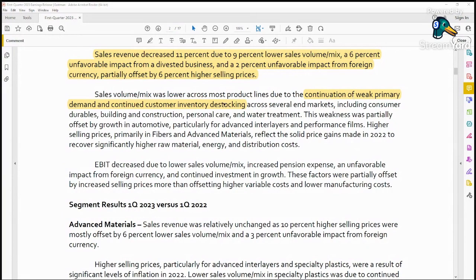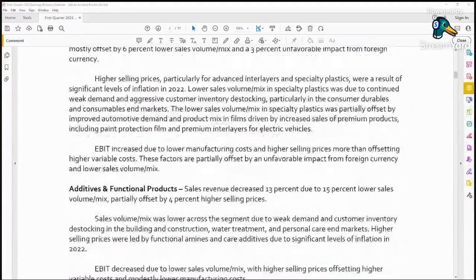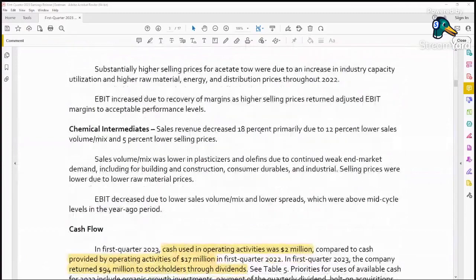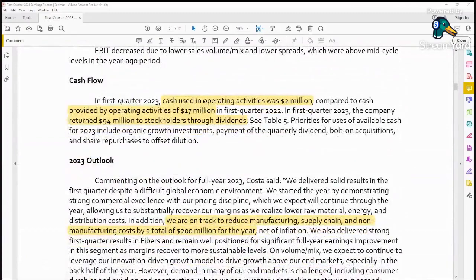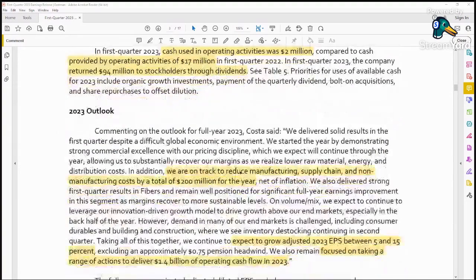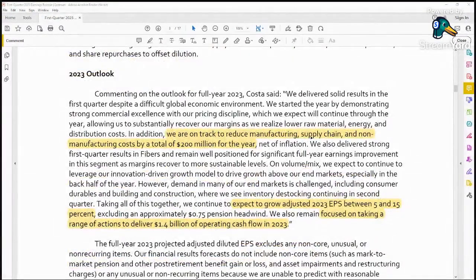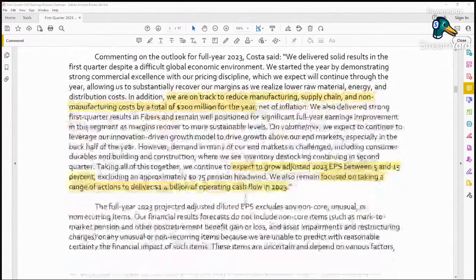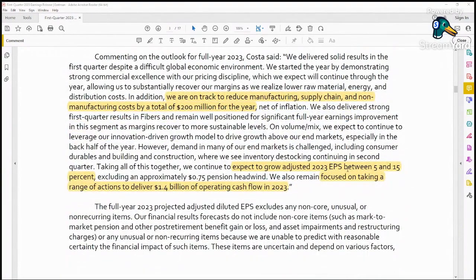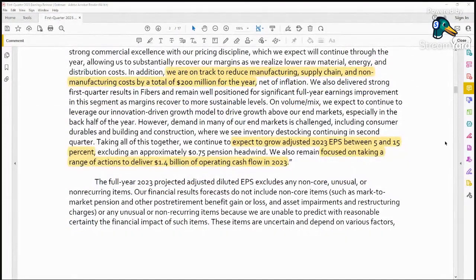They saw a continuation of weak demand and continued customer inventory destocking, as we mentioned earlier. For cash flows, cash used in operating activities was $2 million compared to the cash provided by operating activities of $17 million. The company returned $94 million to stockholders through dividends. They're on track to reduce manufacturing, supply chain, and non-manufacturing costs by a total of $200 million. Expect to grow adjusted EPS between 5 and 15%.